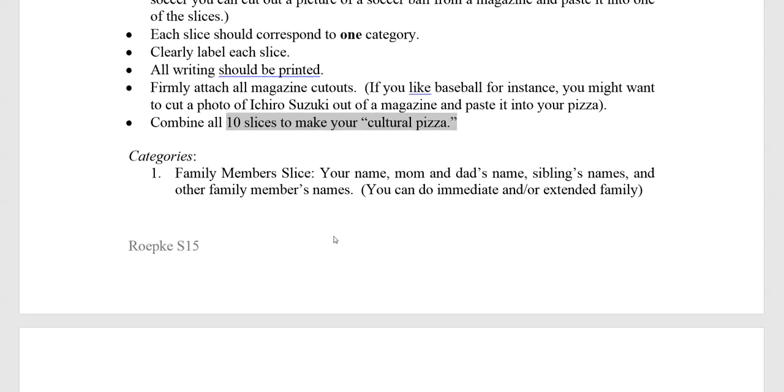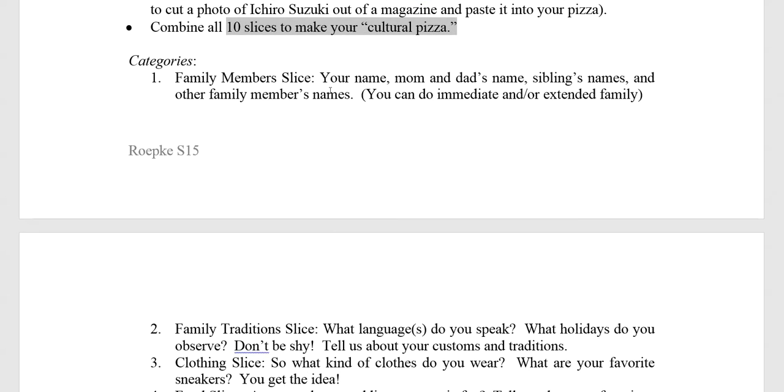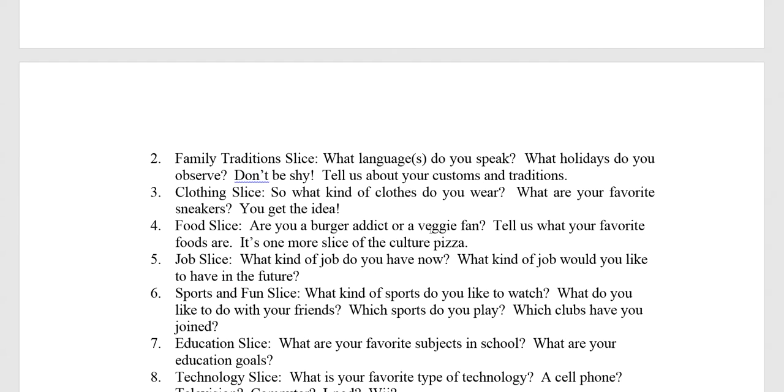So let's go ahead and take a peek at the different categories. Under family members, remember this is more of the invisible traits according to the cultural iceberg. And know that you're going to include your family members' names or pictures. But also I understand that all families are different and that you might have folks that are not biologically related to you, but they are part of your family.